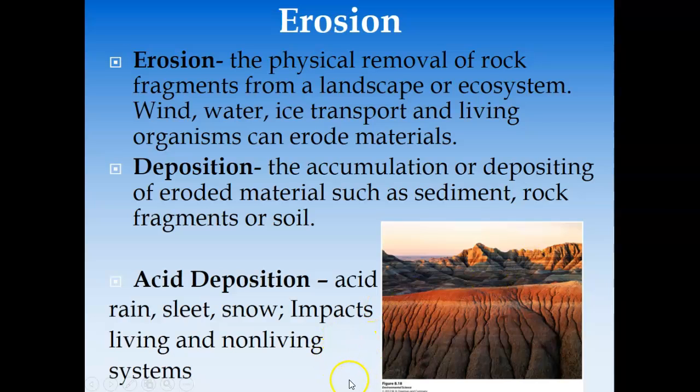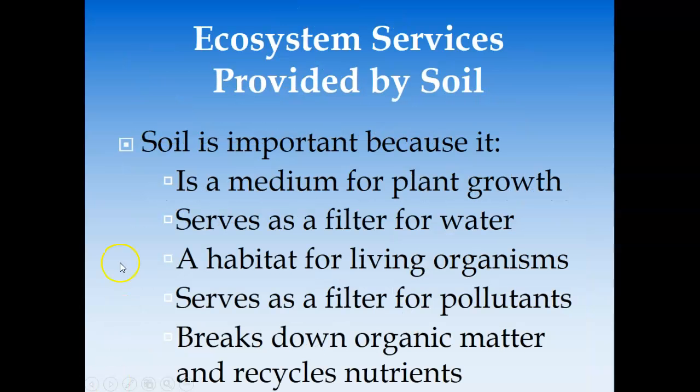Acid deposition is acid rain, sleet, snow that has its carbon dioxide mixed with water, so carbonic acid. You can have nitric acid, sulfuric acid. So today in the United States and countries with large cities, we have an immense amount of pollution that's being emitted into the atmosphere, and that pollution can form secondary pollutants in the form of acid rain. We'll talk about that a little bit later.